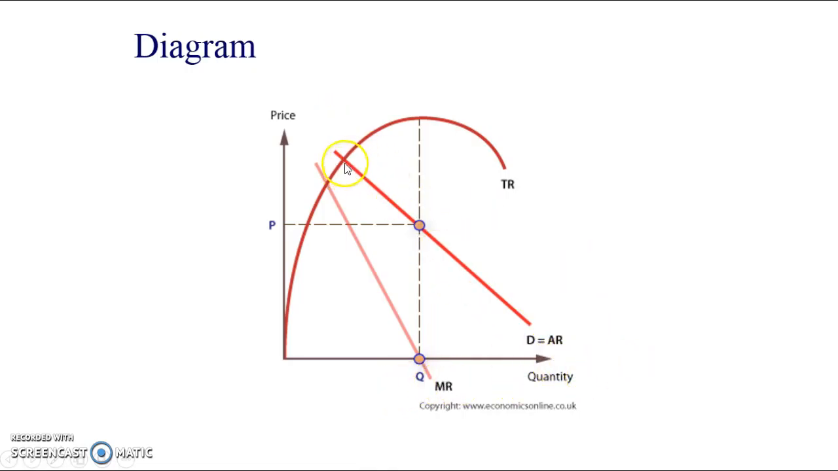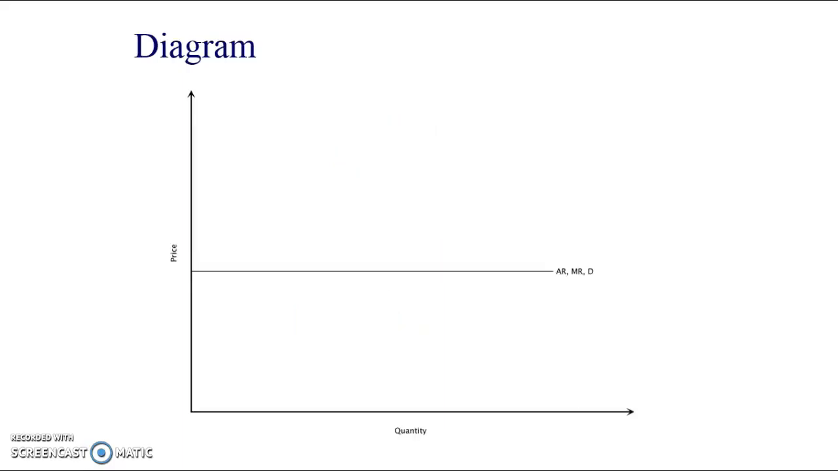And when it's downward sloping, for an individual firm, that represents a market where the firm is a price maker, so they have some control over the price that they can charge. In this market, we have a firm that is a price taker because they just have to take the going market price.